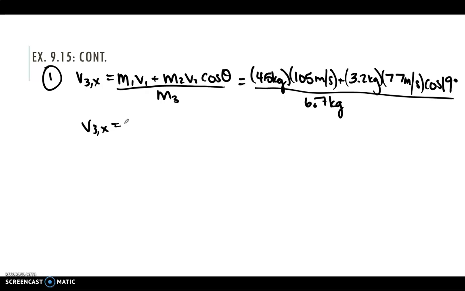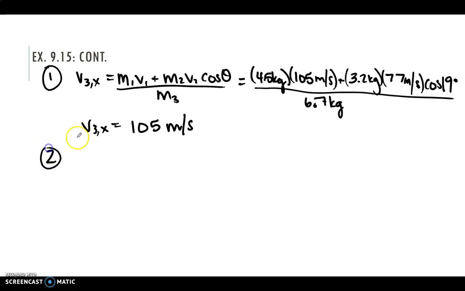Oops, I didn't do that right. There we go. Is that right? That could be right. So this actually gets 105 meters per second. I'm going to double check my work on that just to be safe. Let's see, cosine 19 plus 4.5 times 105. Yeah, okay. I just wanted to double check.